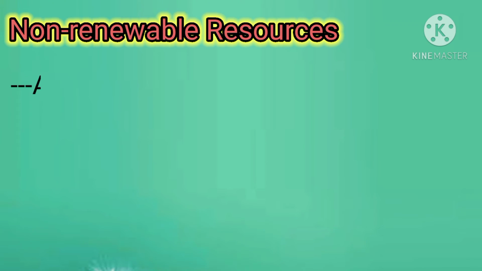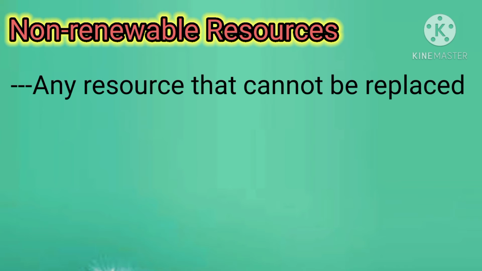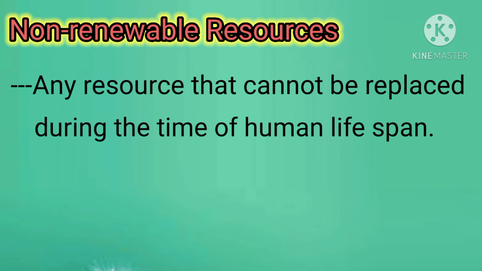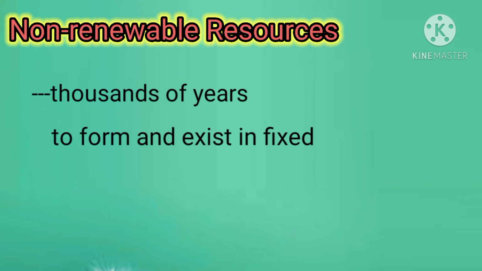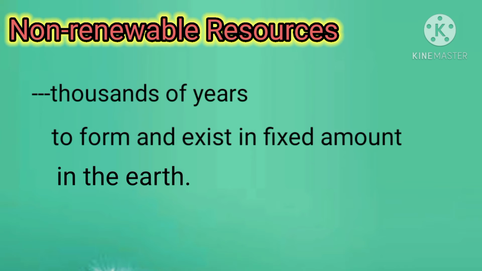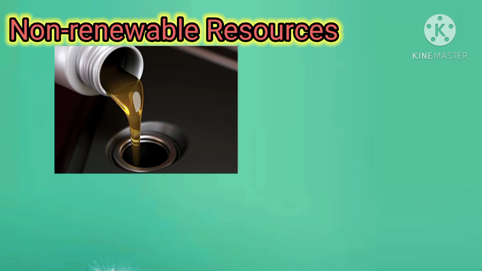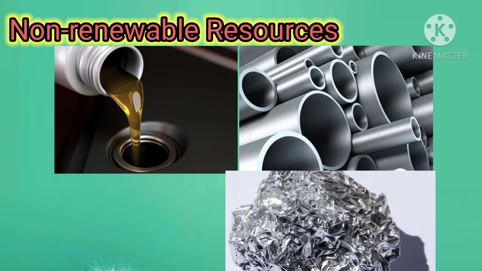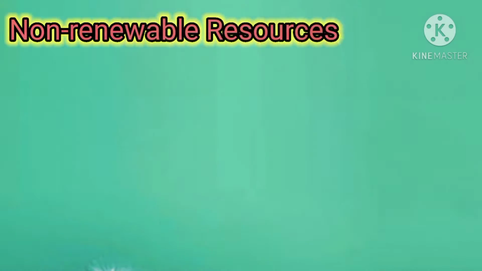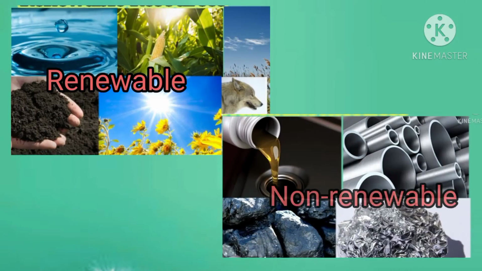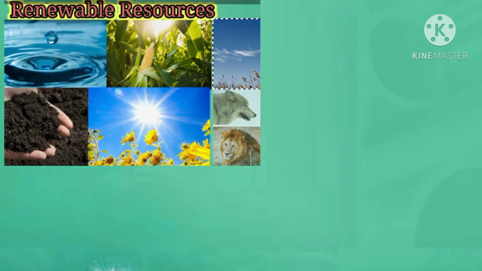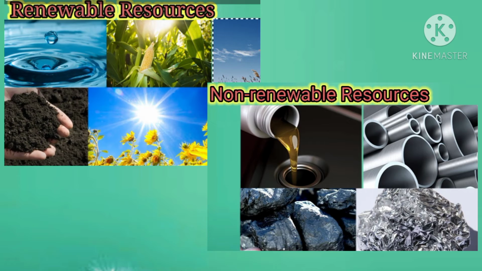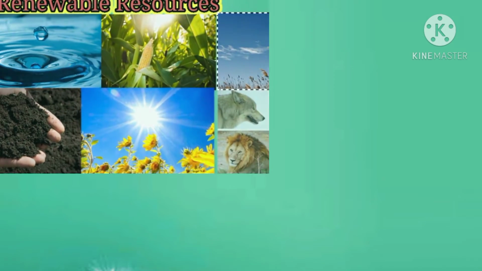On the other hand, non-renewable resources are any resource that cannot be replaced during the time of a human lifespan. They took thousands of years to form and exist in fixed amounts in the earth. Some examples include oil, steel, aluminum, coal, etc. Both renewable and non-renewable resources are essential for our survival. They exist for a certain purpose, which is to satisfy our day-to-day requirements to live.